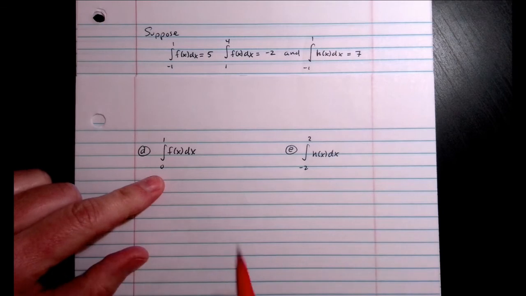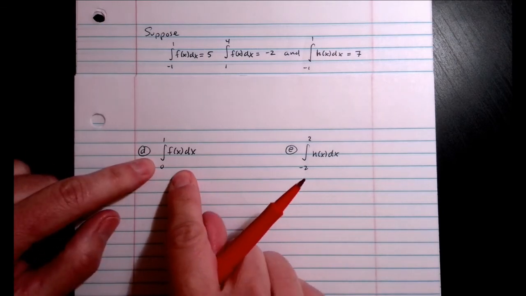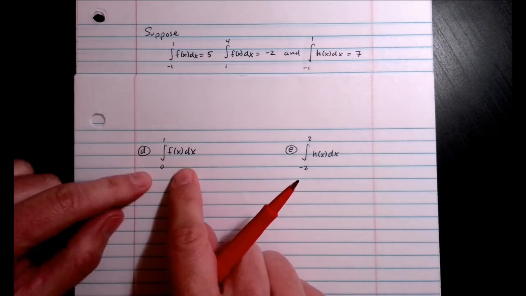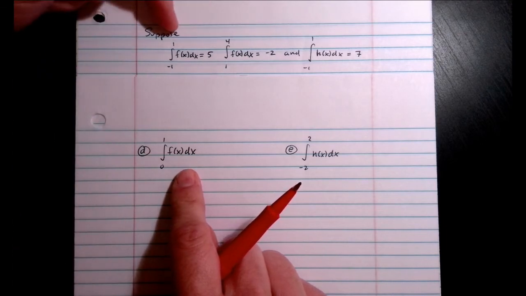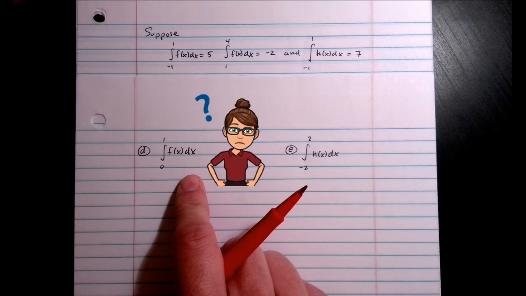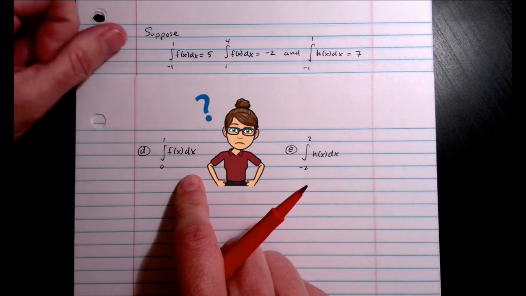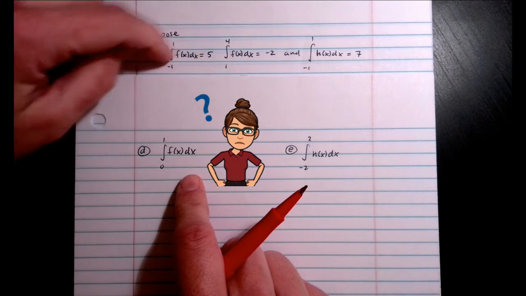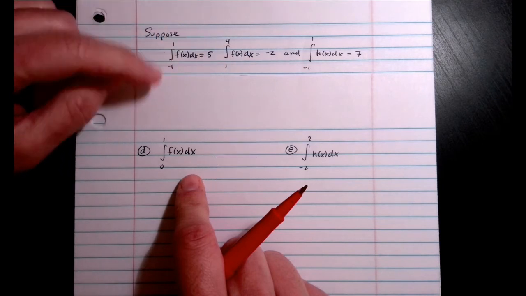Let's look at this next example. So this is the integral of f of x dx from 0 to 1. So when I look at my list of options up here, or what was given to me, I do have some integrals with f of x, but I only have 0 to 1. In what's given to me, I don't have anything with a 0 in it.